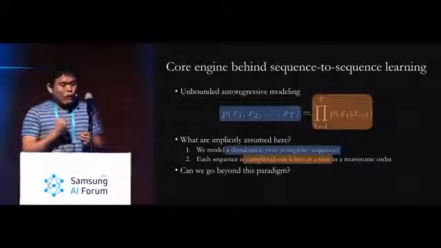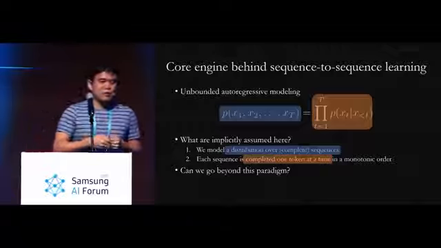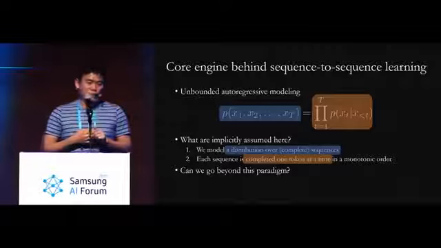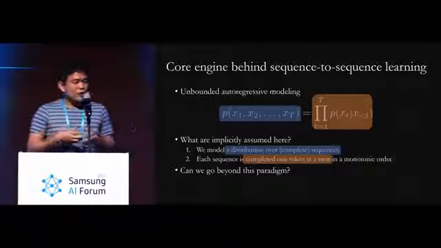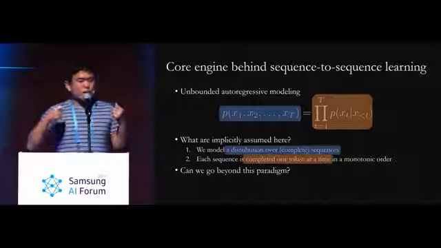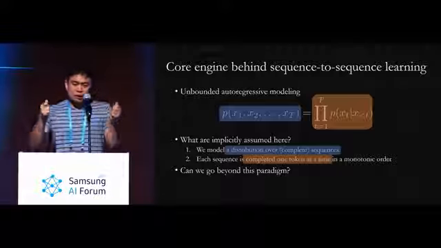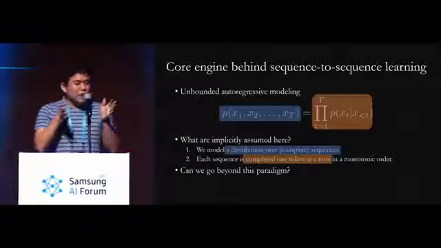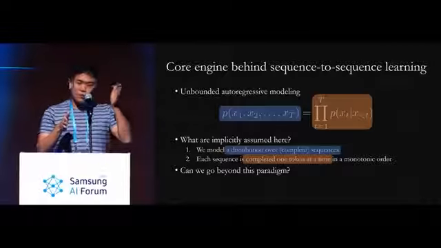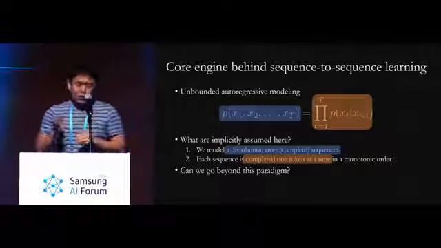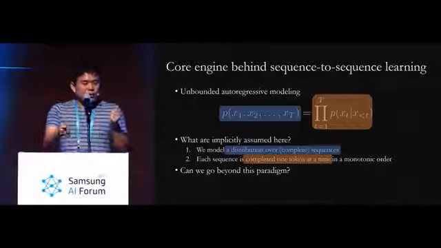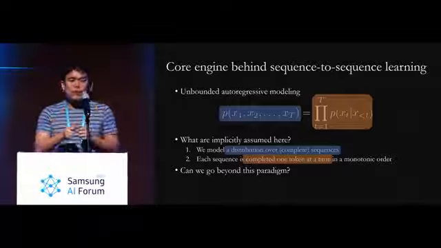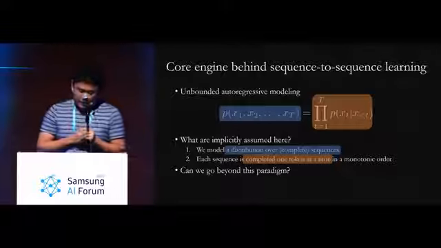And one of the core engines behind this sequence-to-sequence learning or machine translation system these days is the so-called unbounded autoregressive model. The goal here is to try to build a system that is able to assign a probability score to each sequence. And in doing so, this model makes an assumption that the sequence was created one word at a time from left to right or right to left. And then the score of the sequence is simply a product of the score of predicting the next word in this sequence.